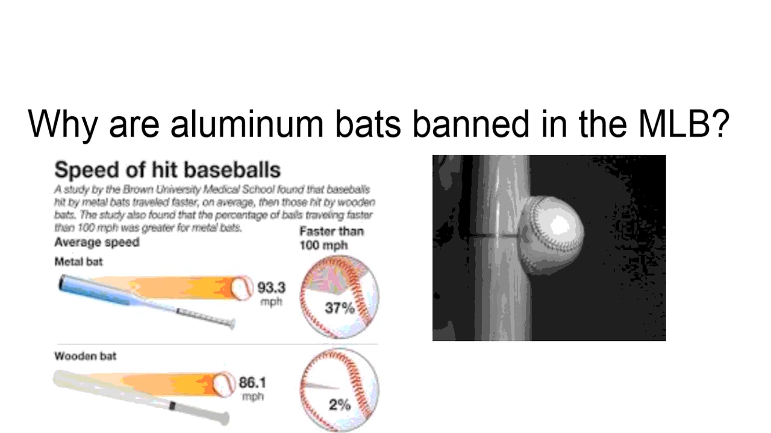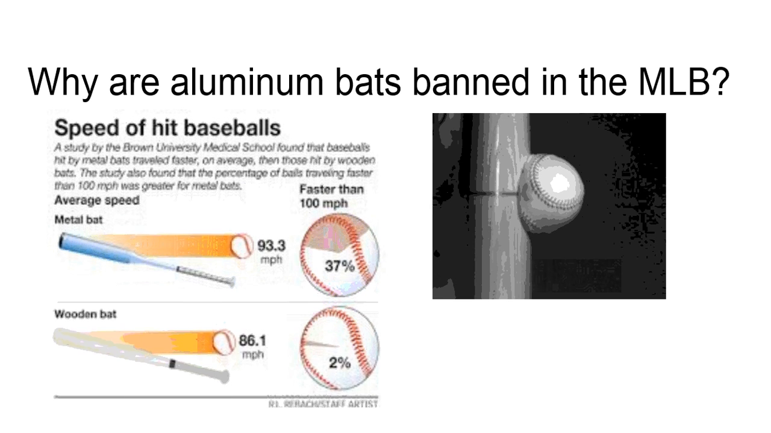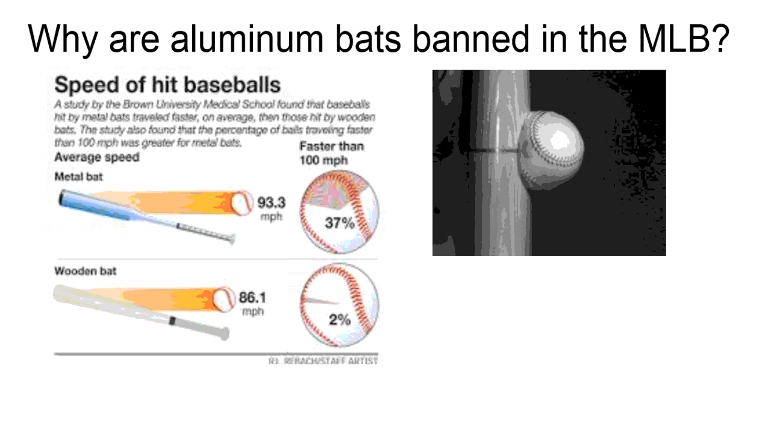Let's think about another example. Why is it that aluminum bats are actually banned in the major leagues? Well, this has to do with the impulse momentum theorem again, but now in the opposite direction. So let's look at the equation. Ft equals the change in momentum of some object.